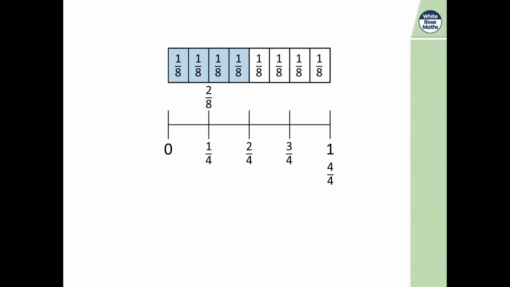Let's shade another 2. We've now shaded 4/8, and it goes on the number line there. 4/8 is equivalent to 2/4. Let's shade another 2. I've now shaded 6/8. 6/8 goes there on the number line, and it is equivalent to 3/4. If I shade the last 2, that would be the whole bar and the whole number line. 8/8 would be equivalent to 4/4.